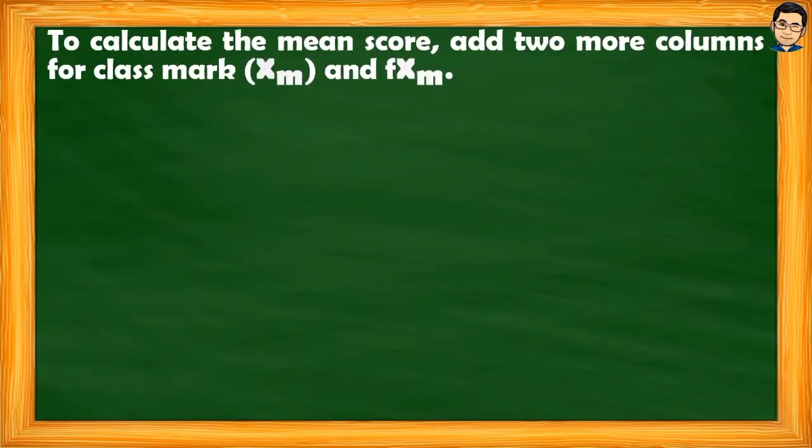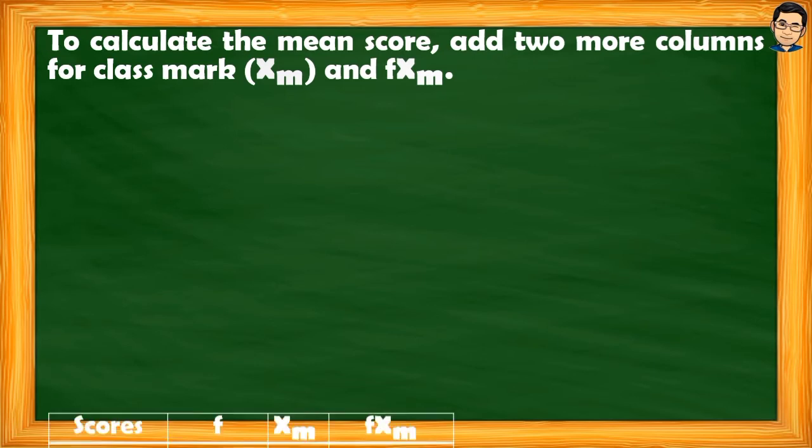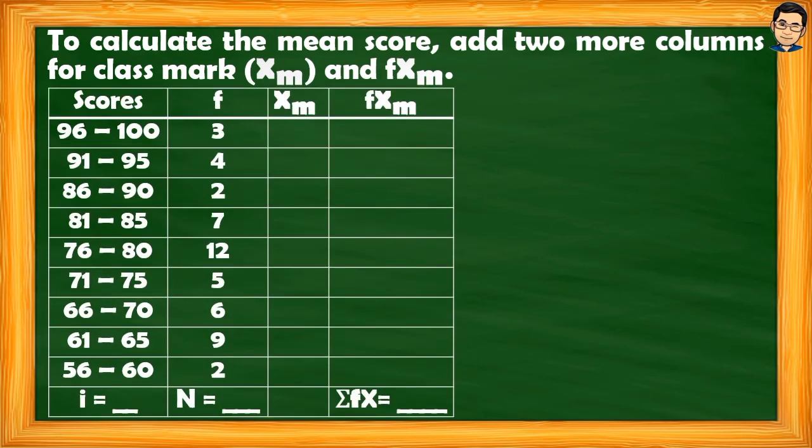So, let us now calculate the mean score. So, para gawin yon, let us add 2 more columns for class mark and the product of the frequency and class mark. So, kanina, sa example natin, sa previous slide, nakita nyo doon is yung scores and frequency. So, kailangan nating mag-add ng 2 more columns. So, yung third column natin is yung class mark. And then, yung fourth column natin, ito yung product ng frequency and class mark.